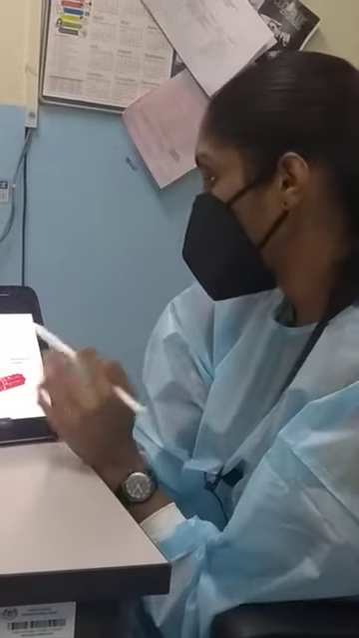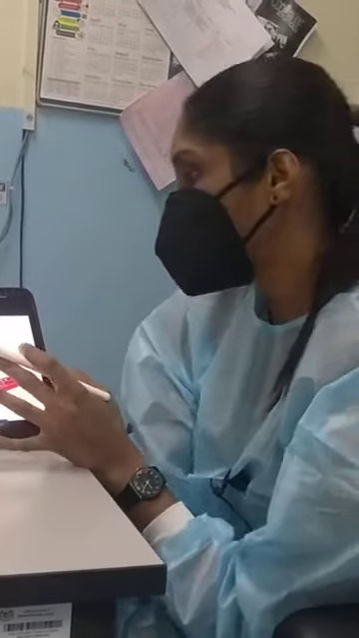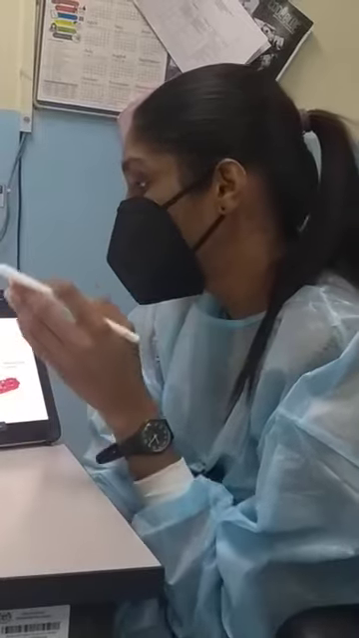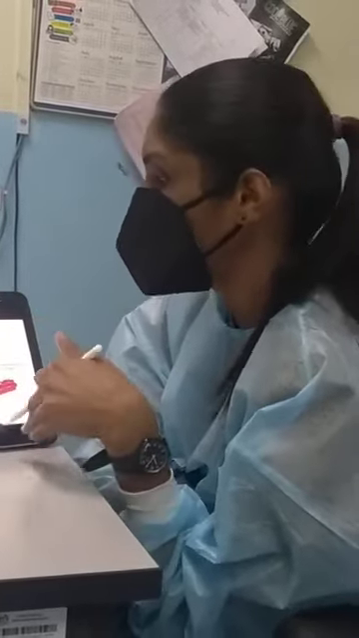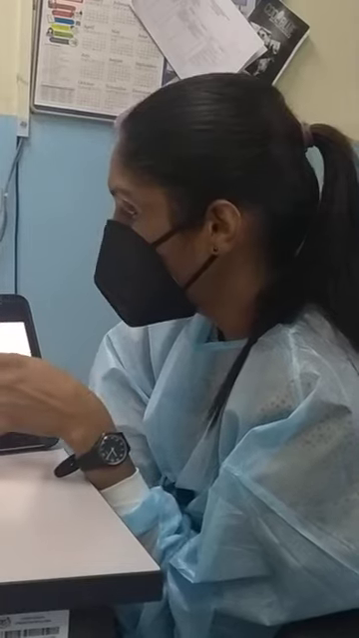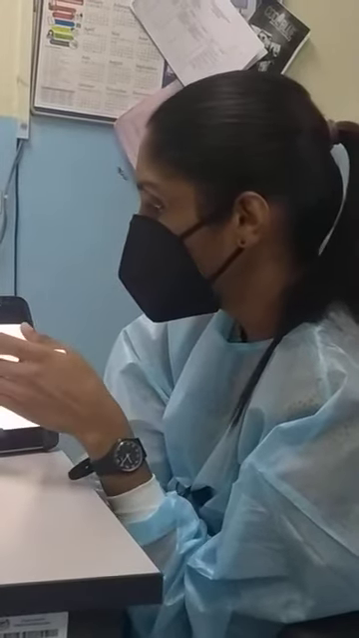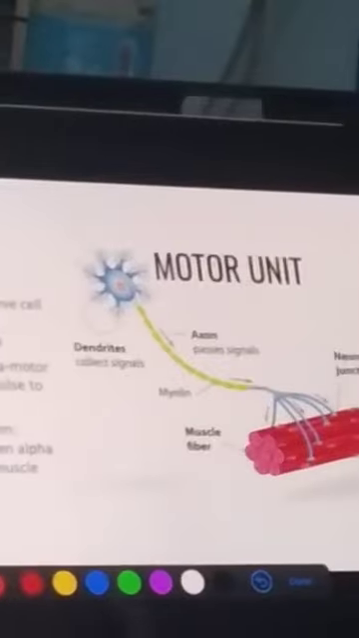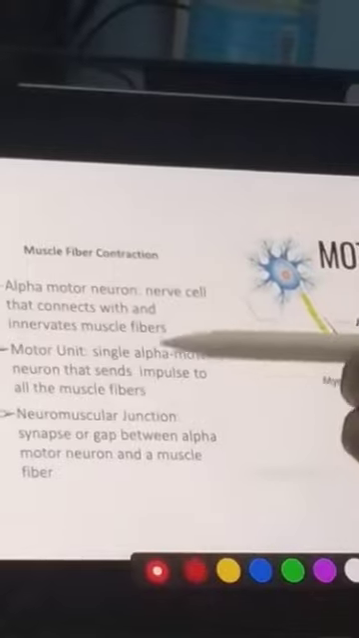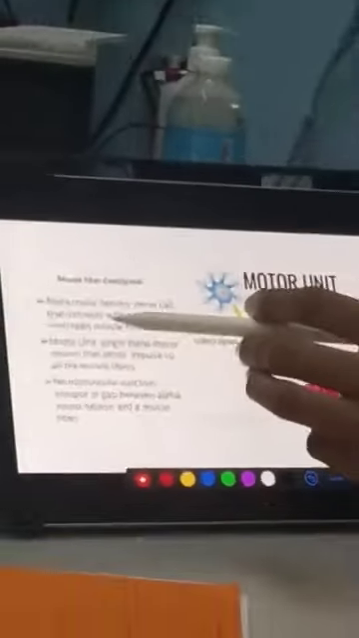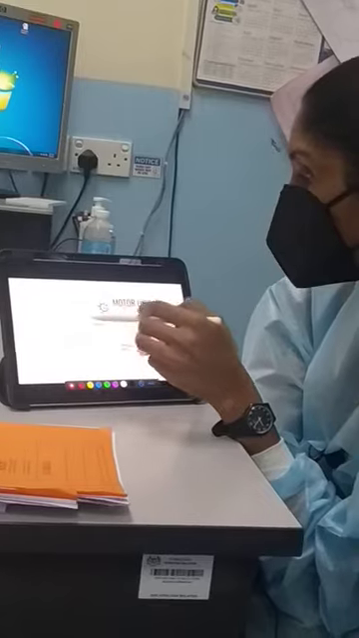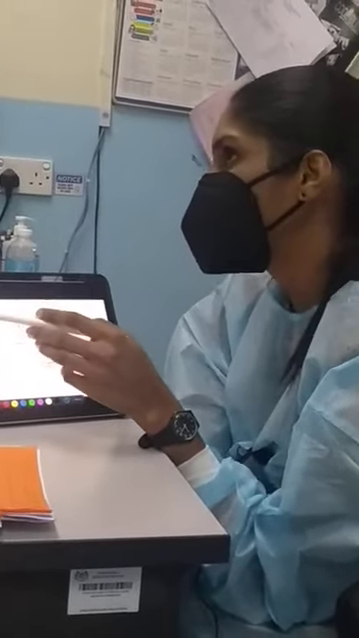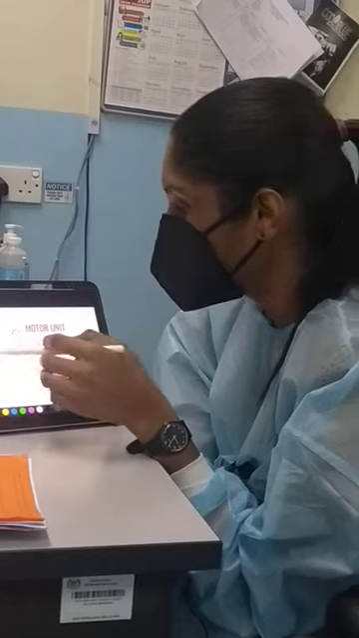Next, I'm going to touch on muscle fiber contraction, how it goes from nerve to the muscle. The main thing here is the alpha motor neuron. It's a nerve cell that connects with and innervates the muscle fibers. Previously, in a previous presentation on the motor unit, I mentioned that a single alpha motor neuron will send impulses to muscle fibers, roughly 300 to thousands of muscle fibers.